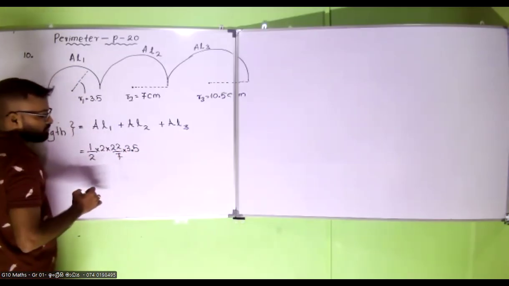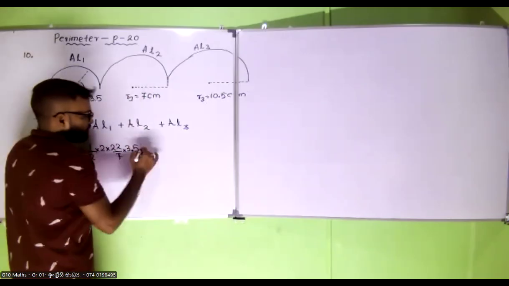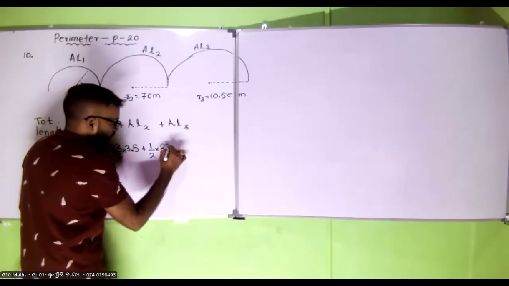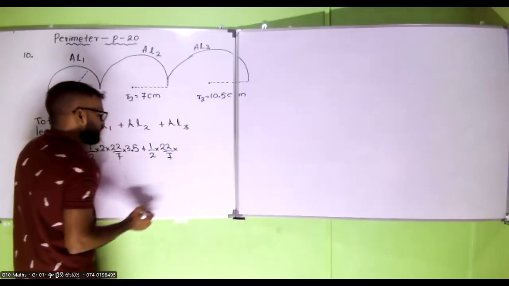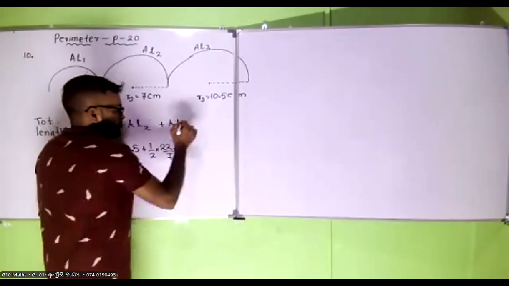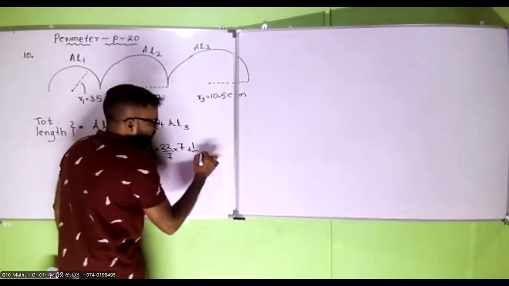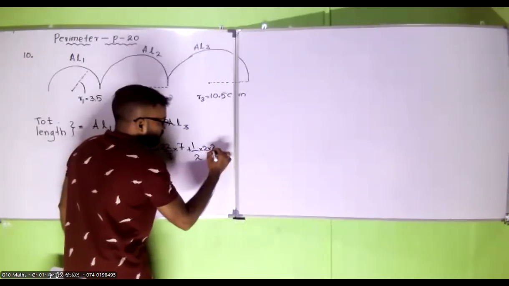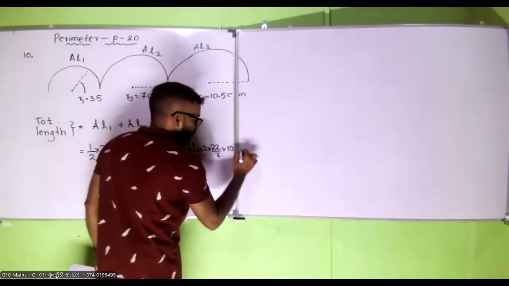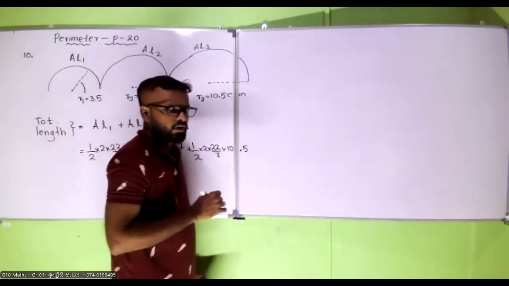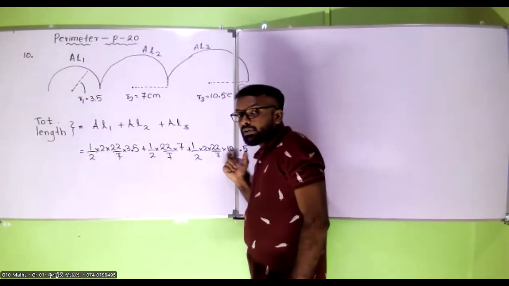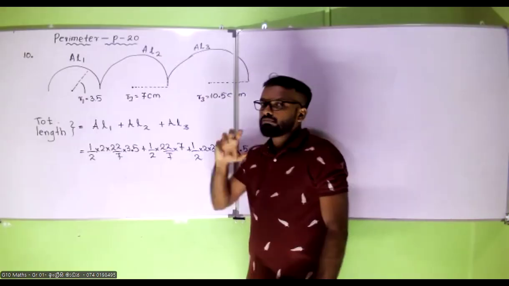3.5. Then this one plus half into 22/7 multiplied by 7. Right? Then plus half into 2 times 5 means 22/7. 10.5. Normally I am not writing 10.5. Right? Because we need to simplify this very easily.